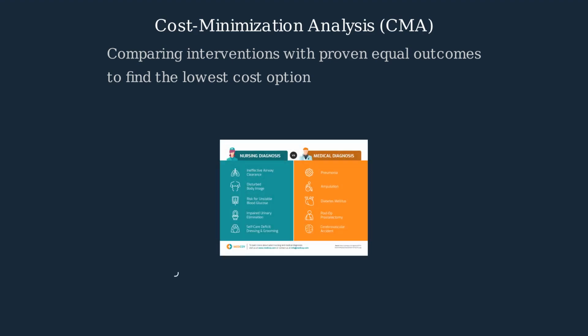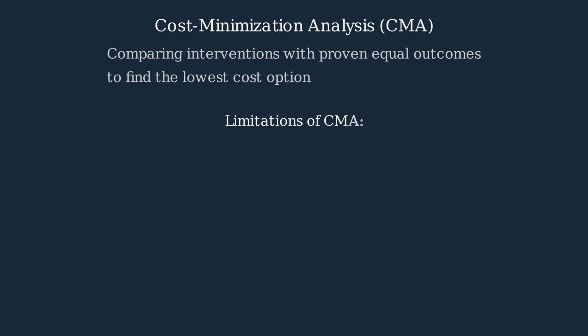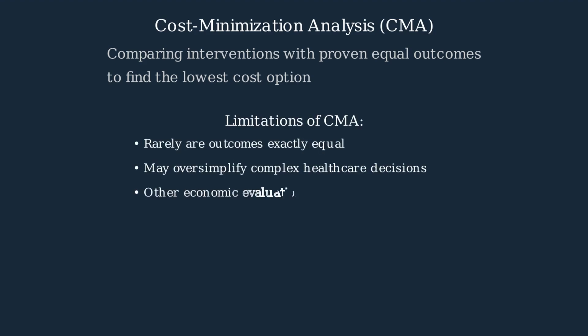In healthcare, CMA might be used to compare different diagnostic approaches that lead to the same clinical outcomes. For example, comparing branded versus generic medications that have identical effectiveness. Despite its simplicity, CMA has limitations. Rarely are outcomes exactly equal. It may oversimplify complex healthcare decisions, and other economic evaluation methods are often preferred when outcomes differ even slightly.